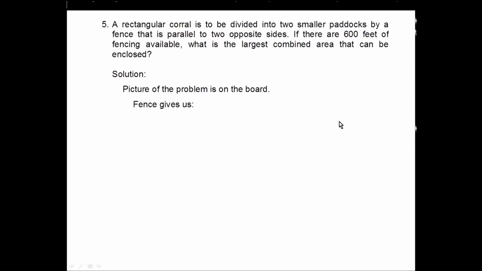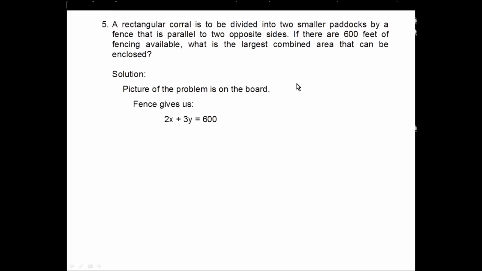Now think about your rectangle. If I call the horizontal ones x, I've got an x on the top and an x on the bottom. And if I call my vertical ones y, you've got a y on the right, a y on the left, and don't forget the y that was in the middle. So I've got 3 y's. So I've got 600 feet of fence. So 2x plus 3y is 600.